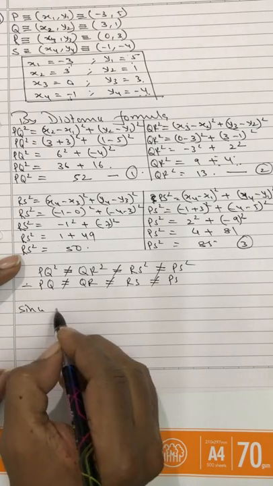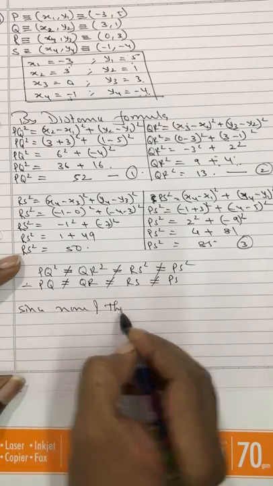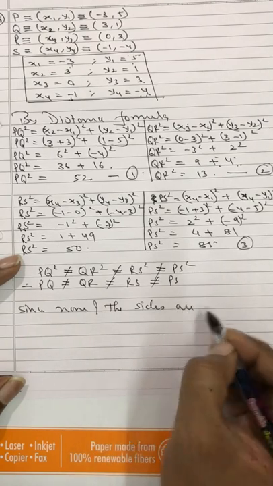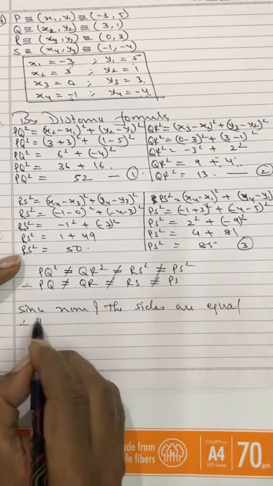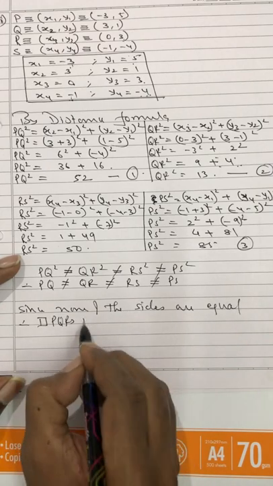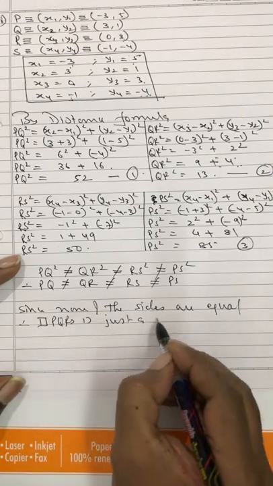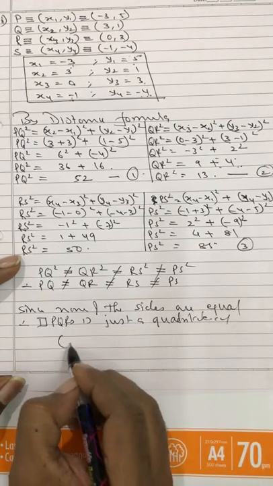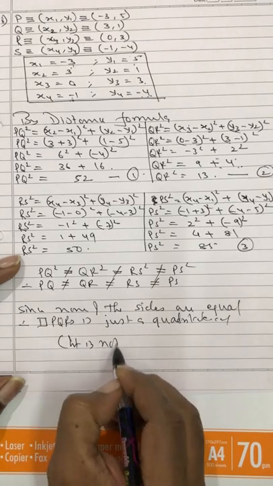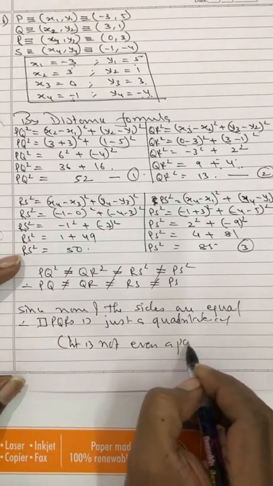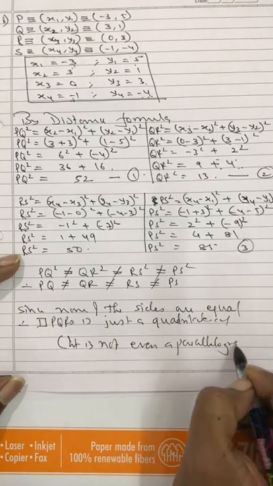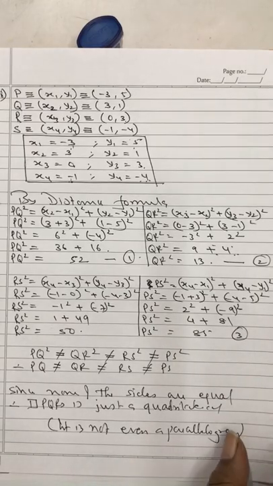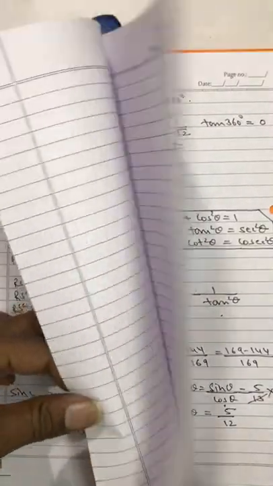Since none of the sides are equal, therefore, quadrilateral PQRS is just a quadrilateral. In short, it is not even a parallelogram. It doesn't have any special identity. Forget about rectangle, forget about square, forget about rhombus. Not even a parallelogram. So now we can go for question number 3.